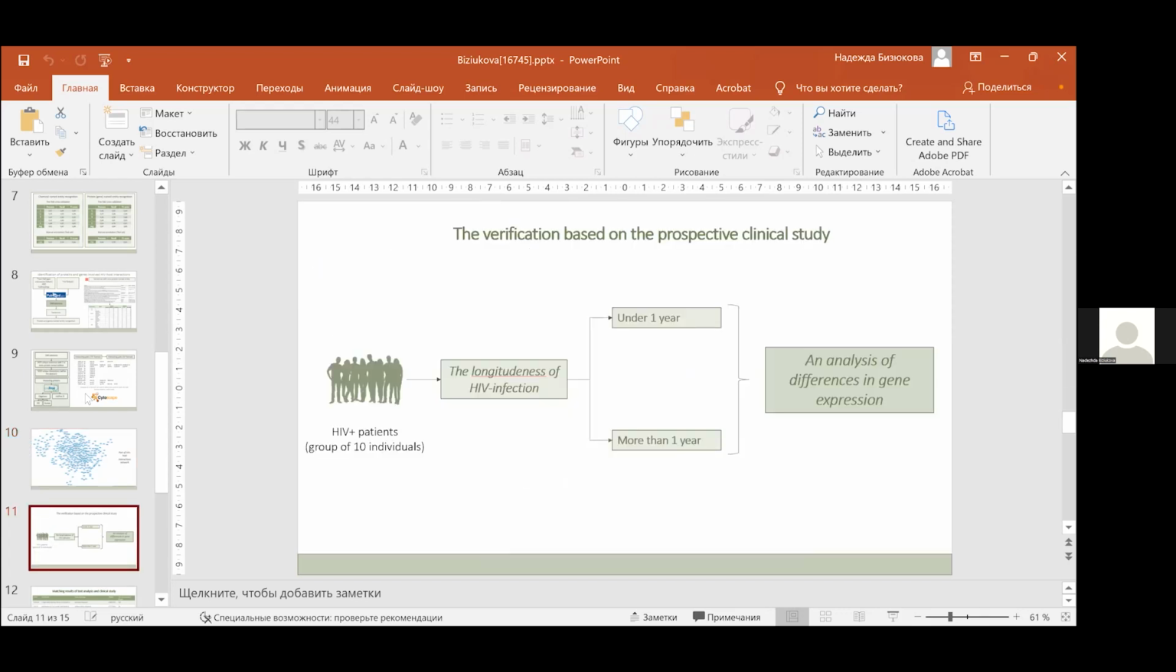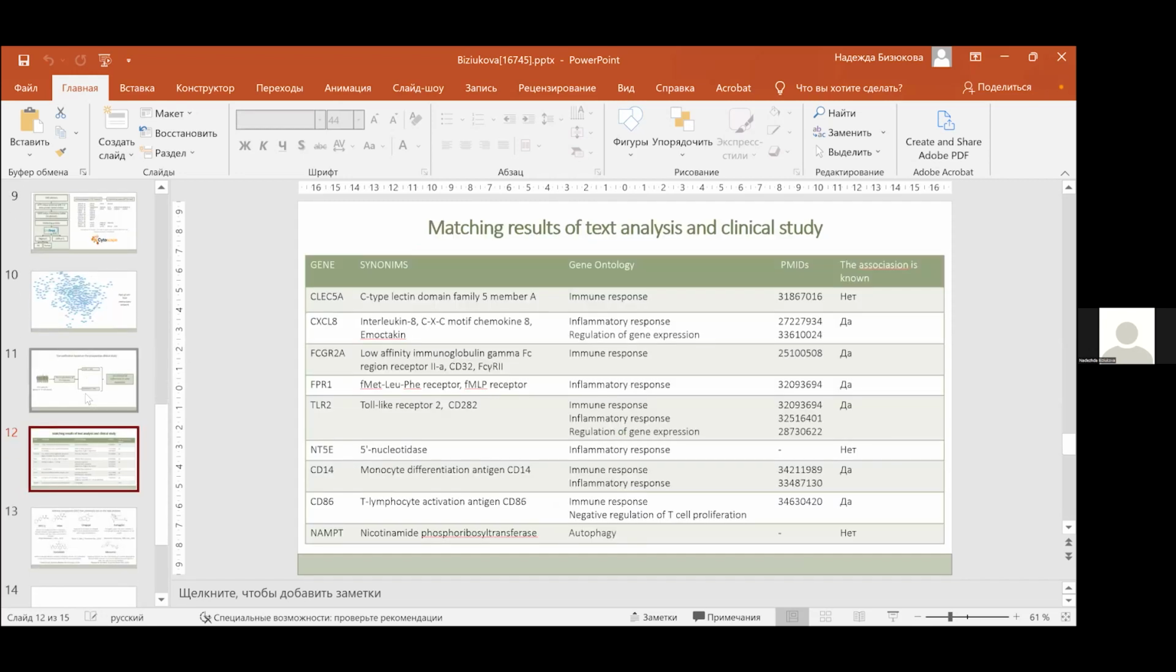Results of the text mining approach were verified in a prospective clinical study. For this, 10 HIV positive subjects were enrolled. They were divided into groups according to the duration of HIV infection, up to a year or more than 1 year. An analysis of gene expression level was made in these 2 groups for the purpose of comparison. In total, 606 differentially expressed genes were revealed. They indicate changes in the human organism with HIV infection.